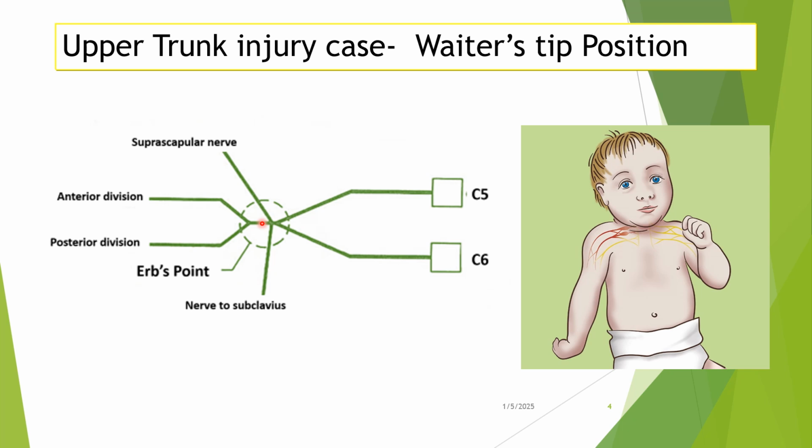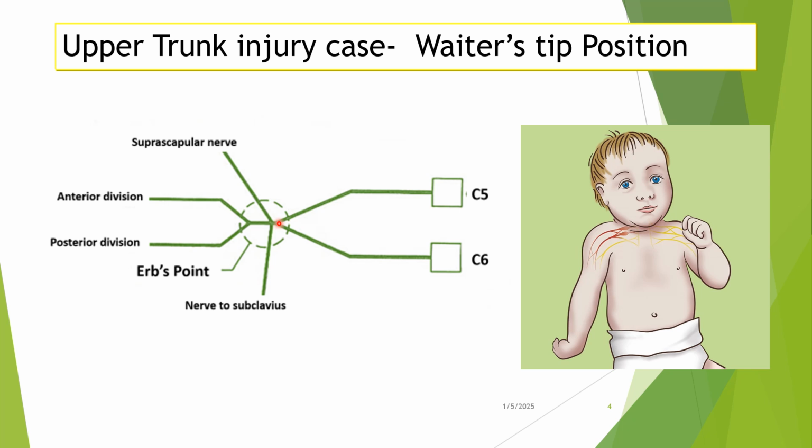Injury to the Erb's point occurs when there is an overstretch between the head and the shoulder during birth injuries, road traffic accidents, surgical complications, and domestic accidents. Whenever there is an injury to the Erb's point, mainly three nerves are damaged. That is the axillary nerve, suprascapular nerve, musculocutaneous nerve.